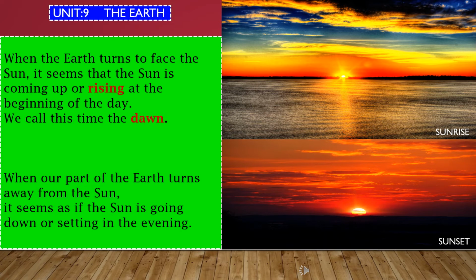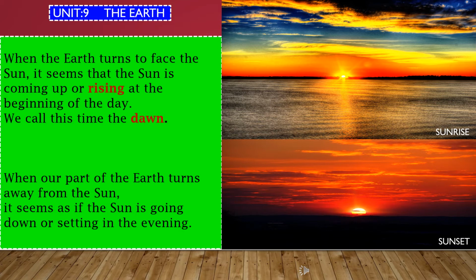Our earth is moving. Our earth is facing the sun early morning. That time is called the dawn. So it seems that the sun is rising from the direction east. And in the evening, what happens? The earth turns away from the sun, and it seems that the sun is setting or going down in the evening. Okay, this is sunrise and sunset.